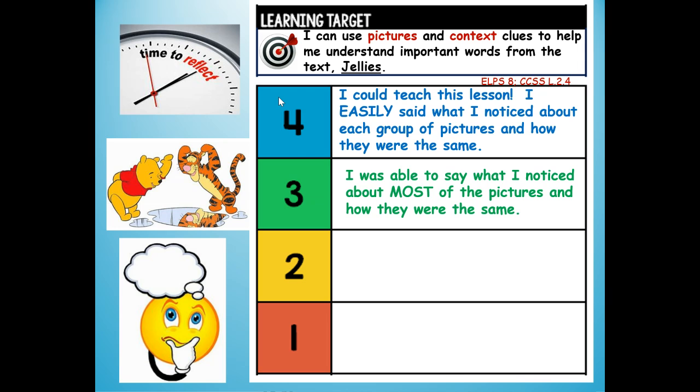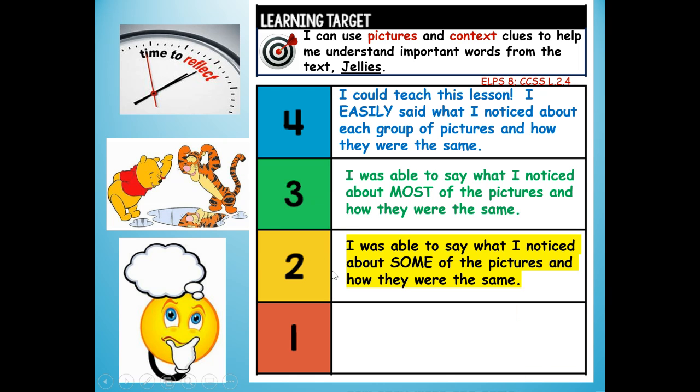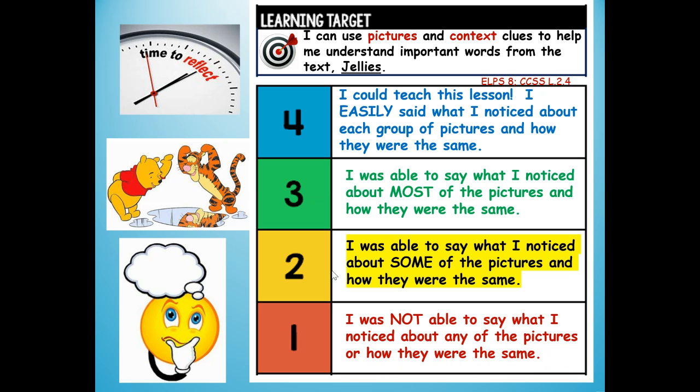Would you give yourself a 3? I was able to say what I noticed about most of the pictures and how they were the same. Or would you give yourself a 2? I was able to say what I noticed about some of the pictures and how they were the same. Or 1, I was not able to say what I noticed about any of the pictures or how they were the same. You decide or you choose. Would you give yourself a 4, a 3, a 2, or a 1?